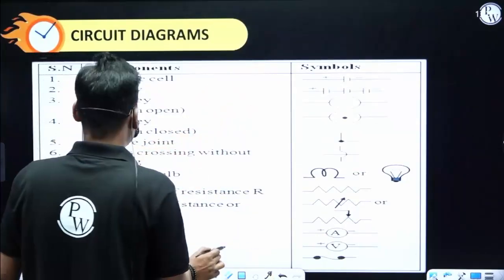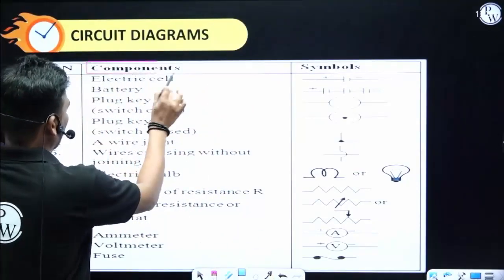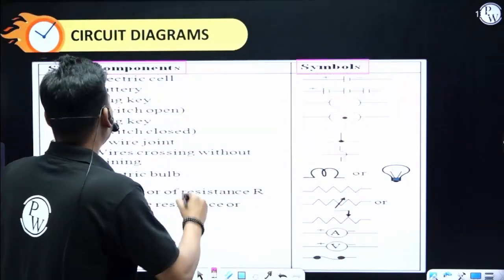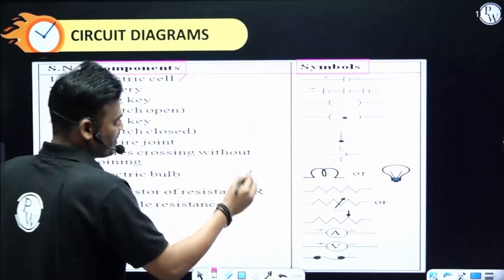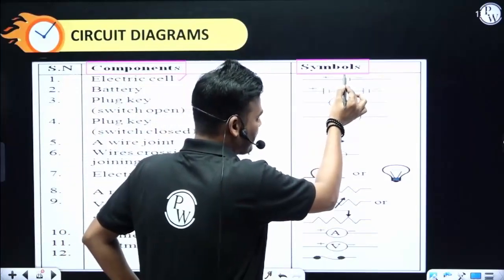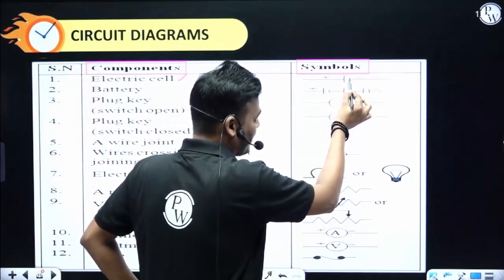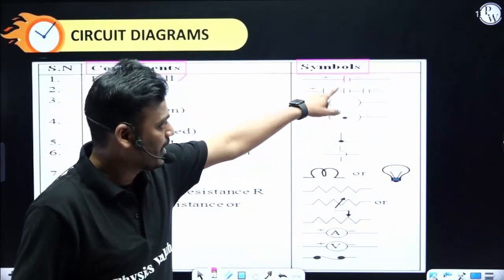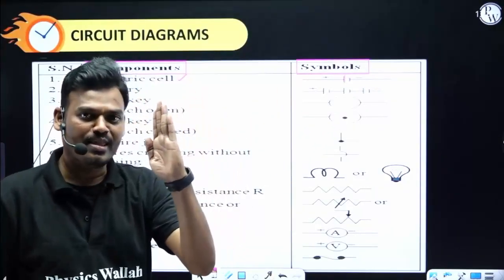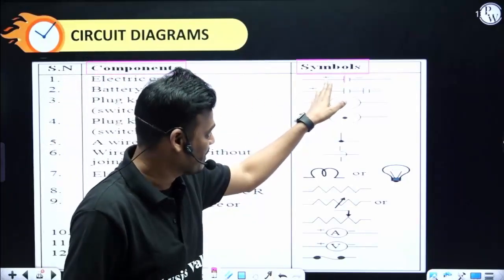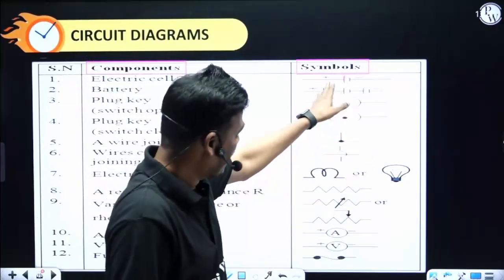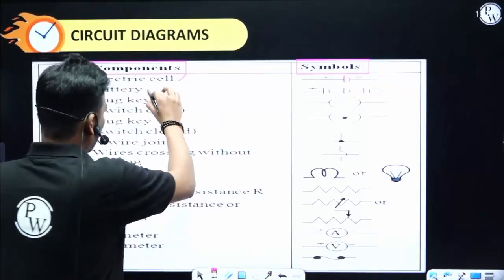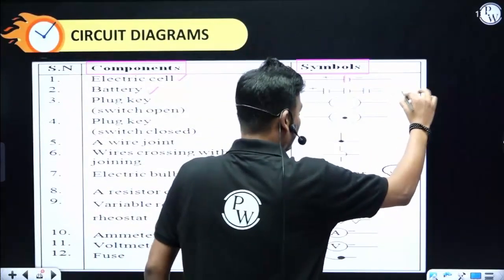So first you see the components, and second the symbols. The first one is an electric cell. When you see an electric cell, one side the length is more, and the other side the length is less. Two parallel lines only, but the larger length indicates the positive, high potential, and the other indicates a low potential. Now the second one, battery. Please go through the circuit symbol.